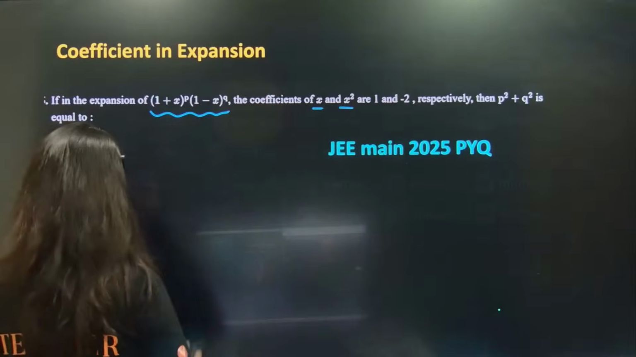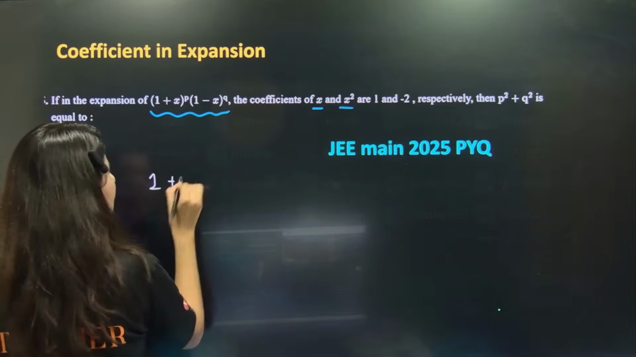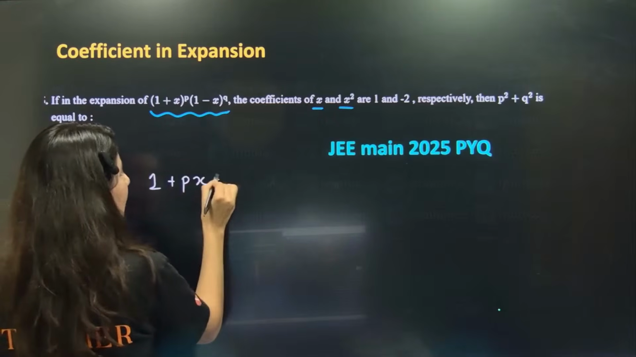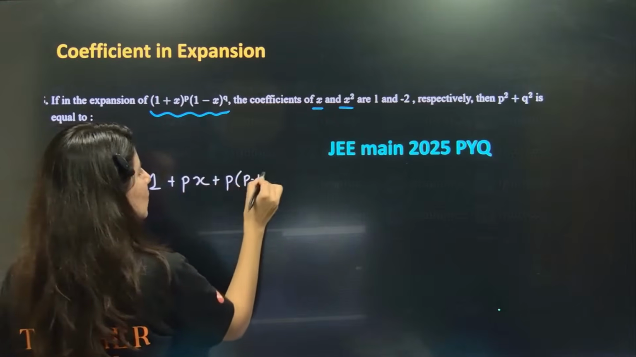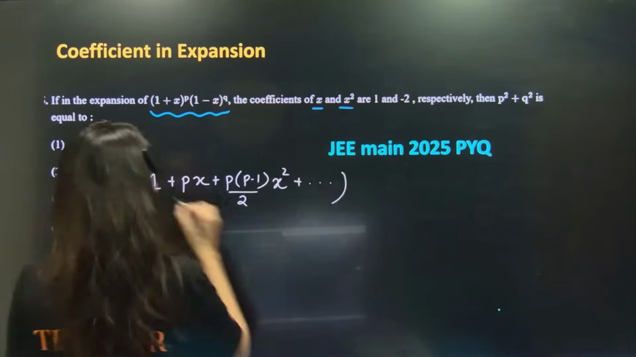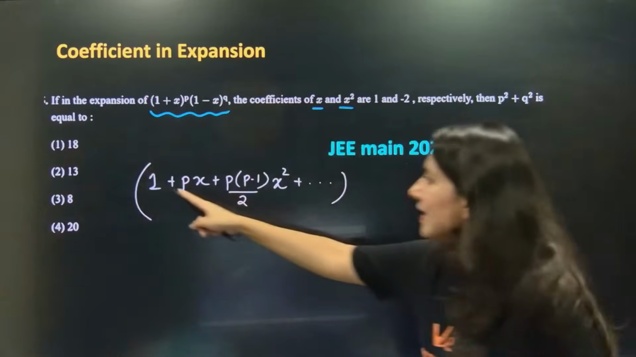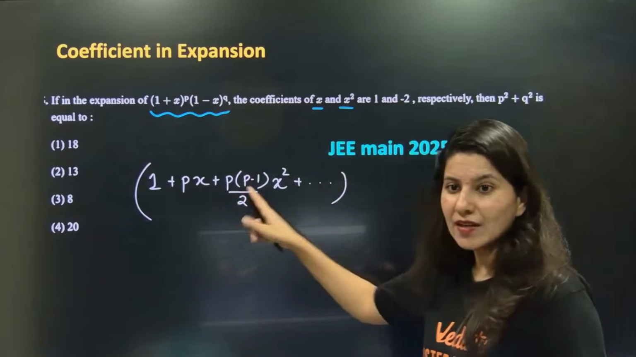Sorry, PC0. PC0 is 1, plus PC1 is p, PC2 is p minus 1 by 2 factorial into x square, and so on. Okay, let's open it now. Let's plug in the value. This is PC0, PC1, PC2.